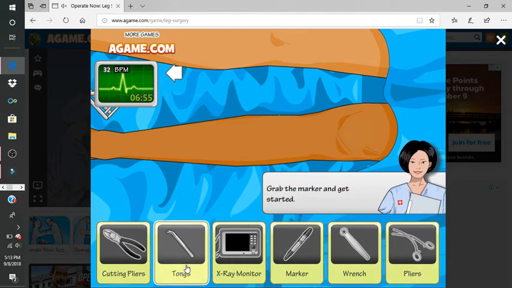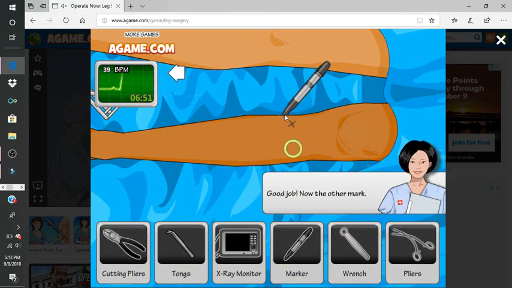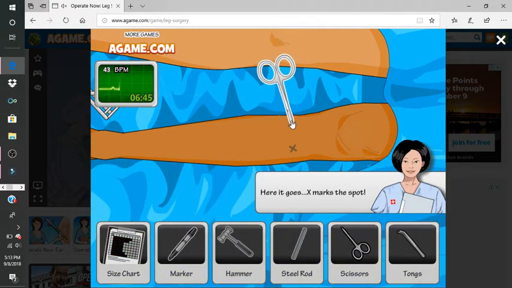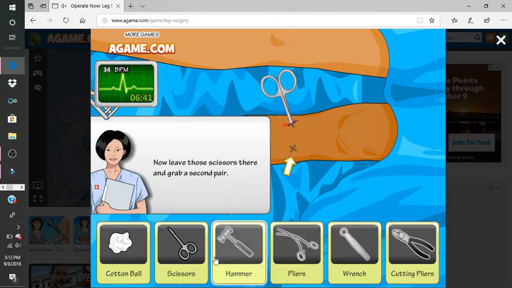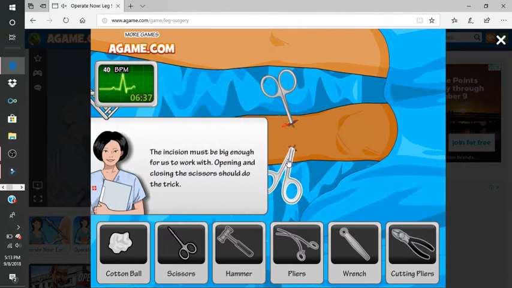We need to take marker. Wait a minute, if we're only taking a marker and marking his leg, why is the timer starting? Now the timer should be starting for the 7 minutes. Not when we didn't even do anything. There we go.